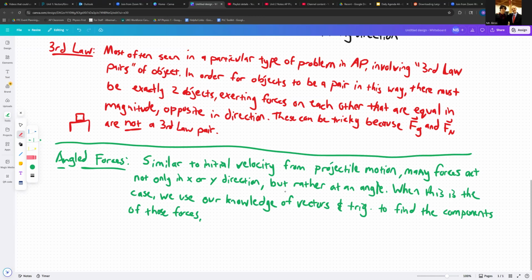Okay. And not only that, not only will we find the components of those components, which will then be used in appropriate x and y versions of Newton's second law.